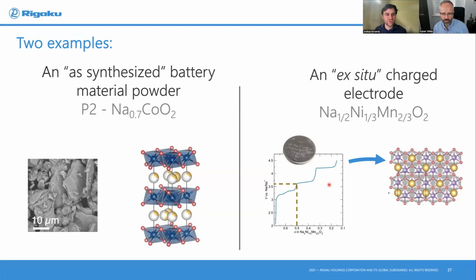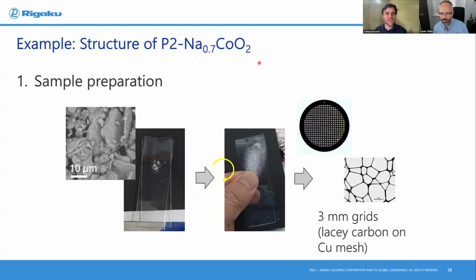All right. So for the first example, this is called P2 sodium cobalt oxide. P2 comes from the Delmas notation for layered oxides. It means that the sodium's in a prismatic environment and that there's two unique types of layers. That detail will come up later.